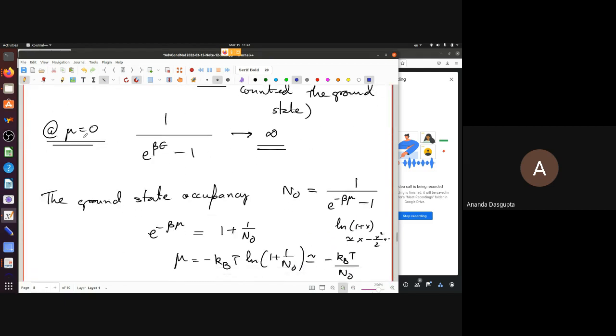When mu tends to 0, the occupancy of the ground state tends to infinity. Or to be more precise, when the occupancy of the ground state is macroscopically large, mu gets to be a very, very small value, minus kBT by N_0. So you can put a huge number of particles in one state, which is what this condensation is all about. If you have a finite, small number of particles in every microscopic state, you don't get to see quantum mechanical behavior at a macroscopic scale. You get to see it when one microscopic state has a huge number of particles, which is what the Bose-Einstein condensation is all about.